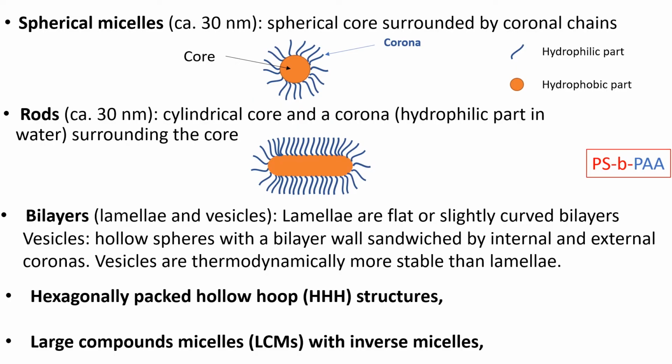With the study of the block copolymers polystyrene-polyacrylic acid, we got different polymorphs, and mainly we got spherical micelles, rods, bilayers like lamellae and vesicles, hexagonally packed hollow hoop structures, and large compound micelles with inverse micelles, LCMs.